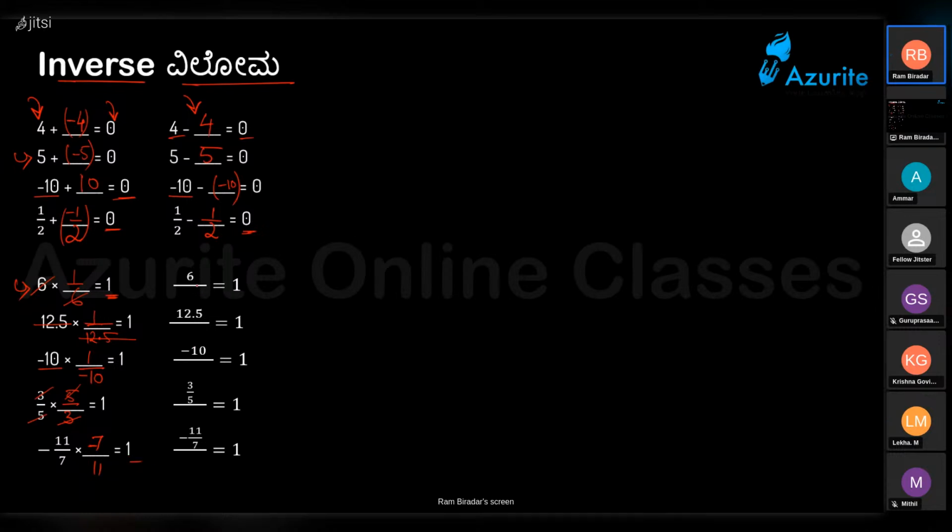Okay, good. Next, 6 should be divided by how much to get 1? Yes, how much should be divided? Sir, 1. Okay. 6 by 6 is 1, so 1 will be the answer. Now 12.5. So what should be divided here? 12.5. If we divide by the same number, we get 1. Here, by how much should we divide? Minus 10.